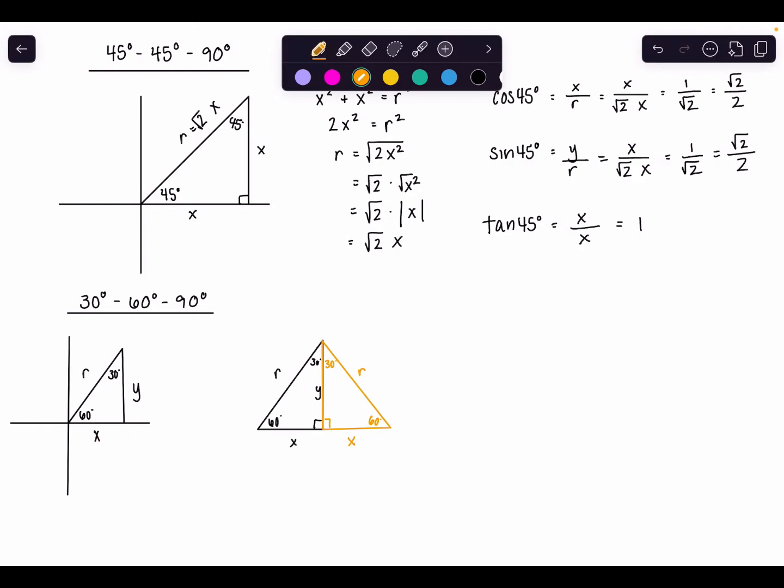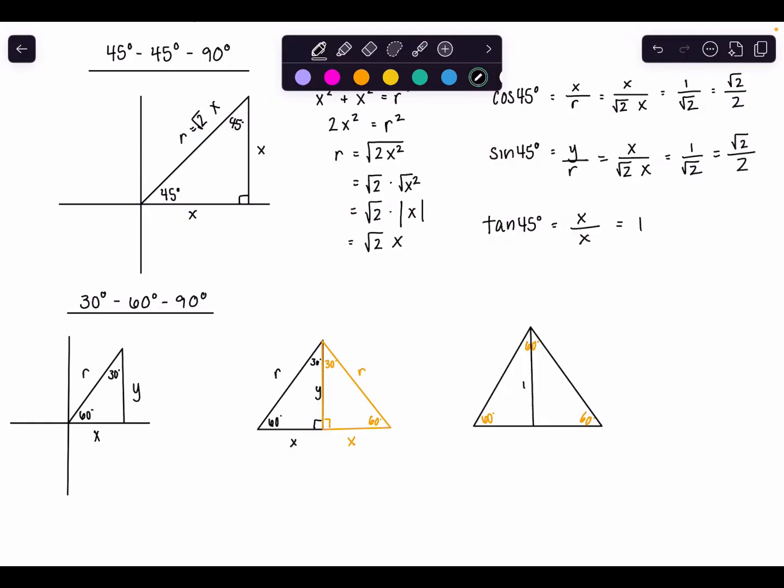But if you notice, this is 60 degrees, this is 60 degrees. These add up to 60 degrees. So we actually end up with an equilateral triangle. So all of our angles are 60 degrees, which means that every side length is going to be the same.